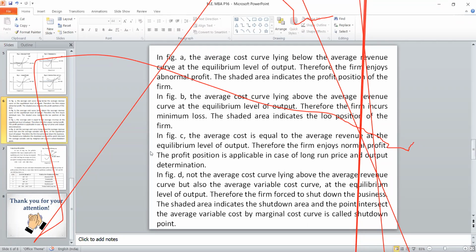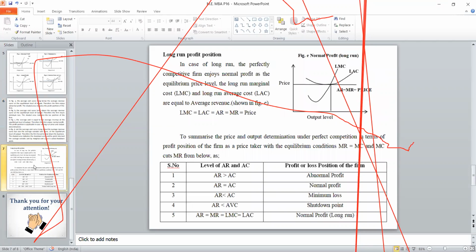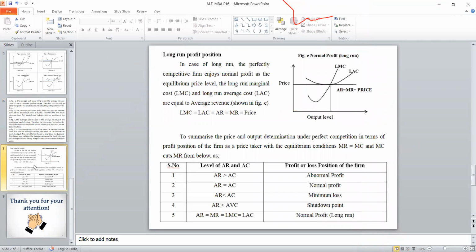In that particular short run, when we have a marginal approach, these are the profit positions. Suppose instead of the short run, when there is a long run, then all the firms will have a normal profit only. The third figure will be drawn again. Here, instead of saying AC, we have to say long run average cost.